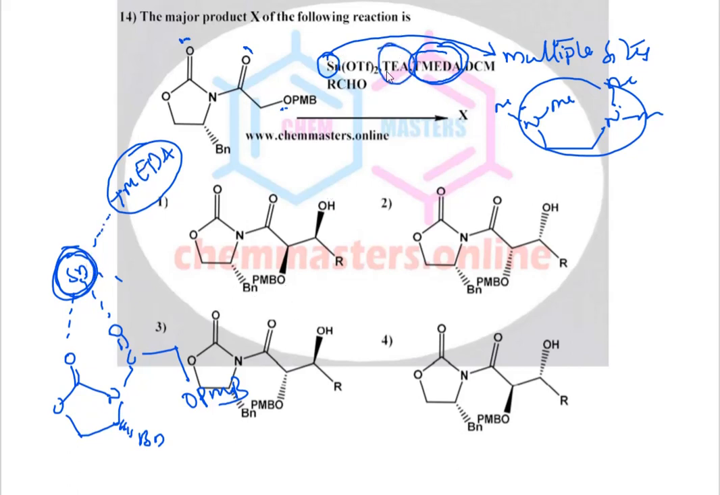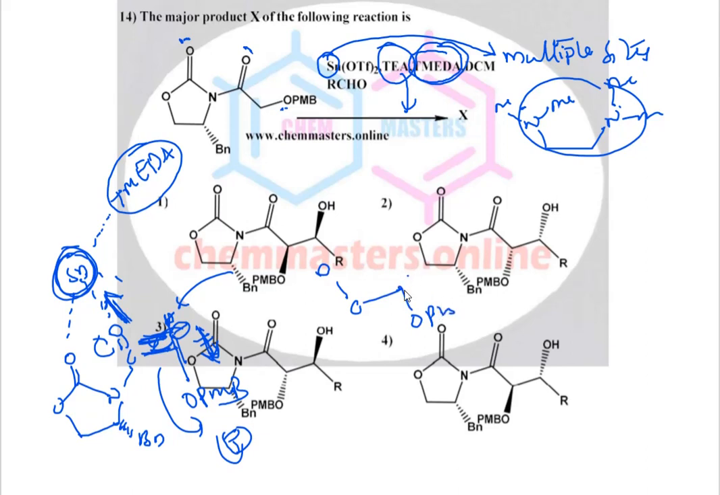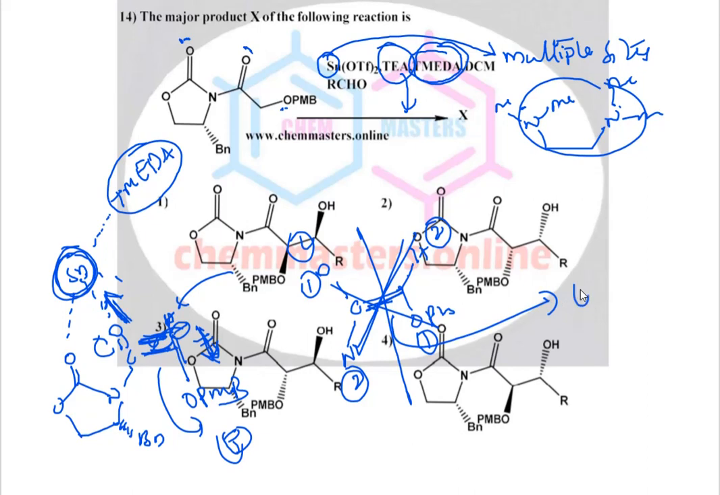And now the base TEA. What is TEA? Triethylamine, which can abstract the acidic proton from here, and then there is formation of enolate. You can see in this enolate the dipoles are cancelling each other, which favors the enolate. You can see oxygen here, OPMB, the hydrogen, and the nitrogen. On the left side, oxygen gets first priority, nitrogen gets second priority. On the other side, oxygen gets first priority, hydrogen gets second priority. Now the 1s and the 2s are opposite to each other. That's why this enolate is the E-enolate.